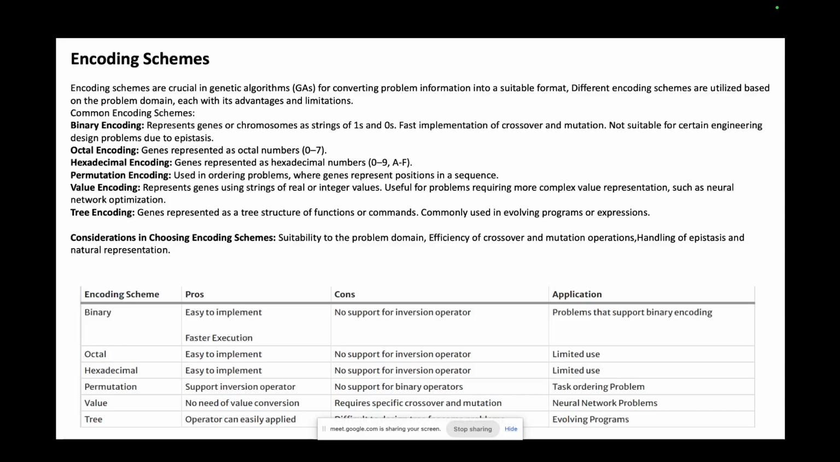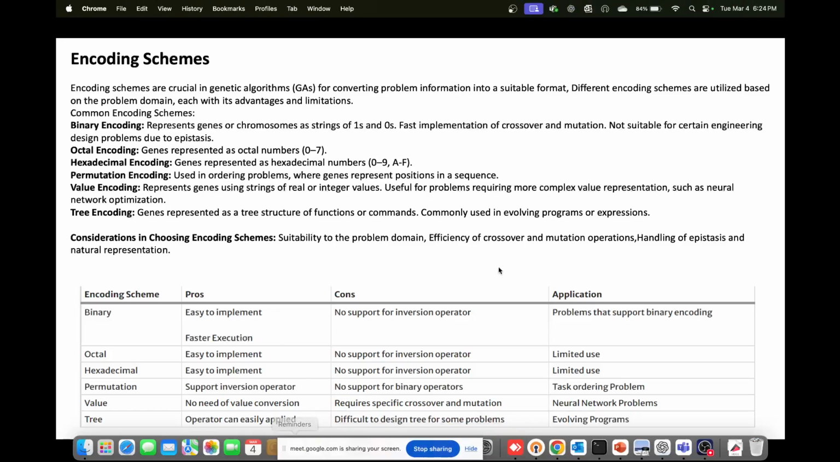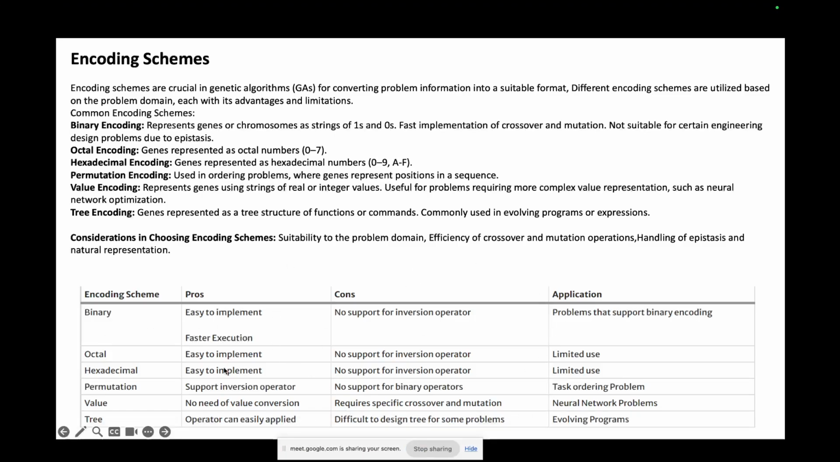And the value encoding is simple. So basically you just incorporate the values, no encoding whatsoever. And in tree encoding, the genes are represented in a tree structure of functions or commands. So basically there is a hierarchy. So this gene comes first, then these two genes come, then these three genes come from them. So there's a hierarchy in tree encoding. So depending on your problem, you might want to use this. And these are the pros and cons of each type of encoding scheme.